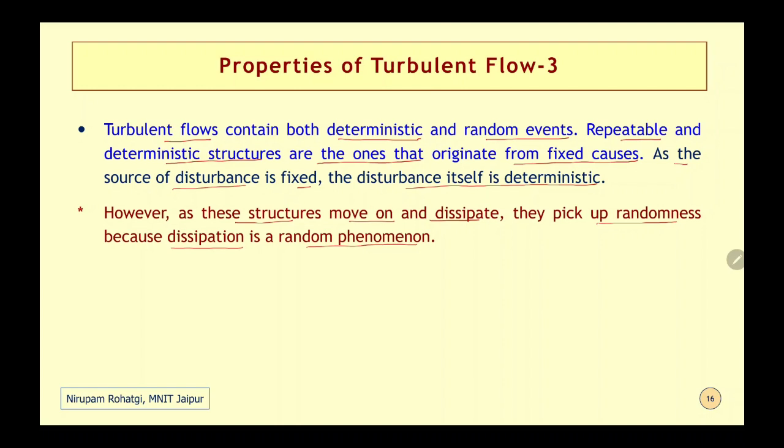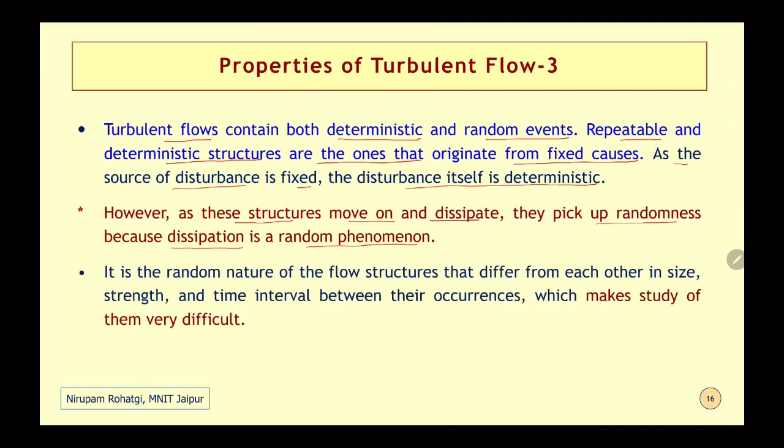Now, if some particle parcel has picked up the velocity, you will find that normally it will go in the same direction, but after that, when it mixes, it is going to split. That pattern will be different. So randomness comes from there. It is the random nature of flow structures that differ from each other in size, strength, and time interval between their occurrences, which makes the study of them very difficult. Now, had it been that you have a disturbance which is of a deterministic nature, things would have been easier. But it is their dissipation which goes along after they are generated in a deterministic way. They take up a random character, which makes it difficult to study them.